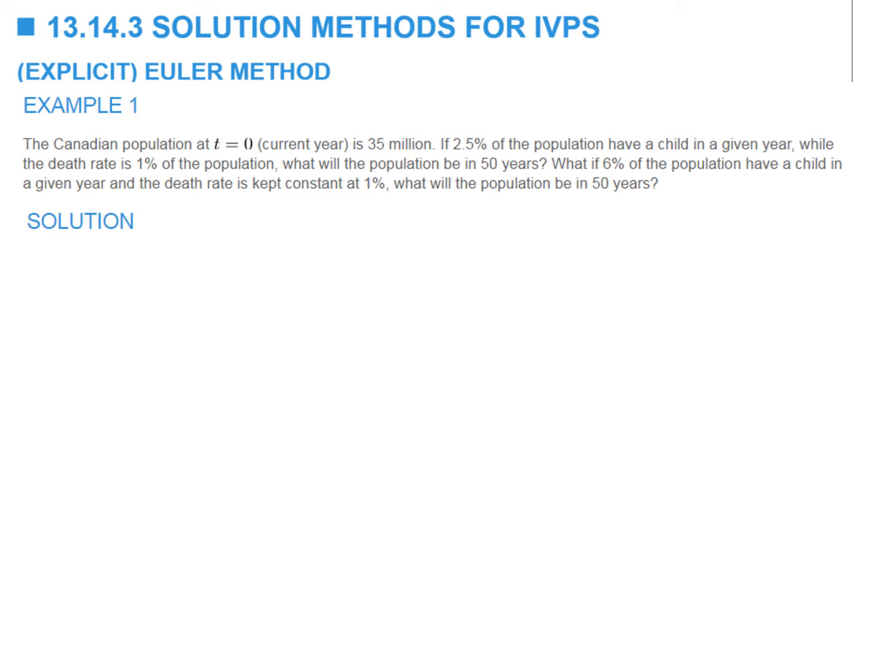Let's go through an example to see how this method works. So let's assume that the Canadian population at time equals 0, which is, let's say, the current year, is given by 35 million. And so right here we know t0 and x0. x0, let's assume, is the population. t0 is 0. So at t0 equal to 0, I know x0 as 35 million.